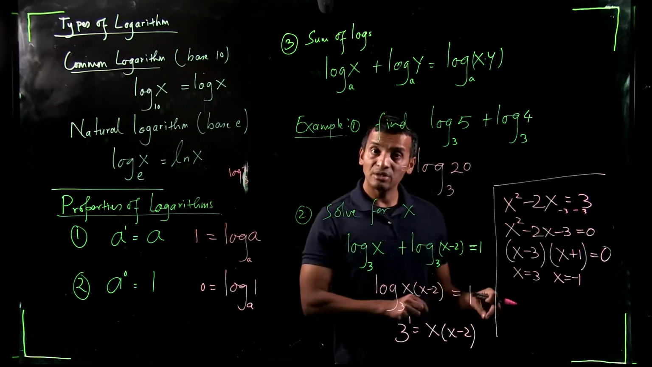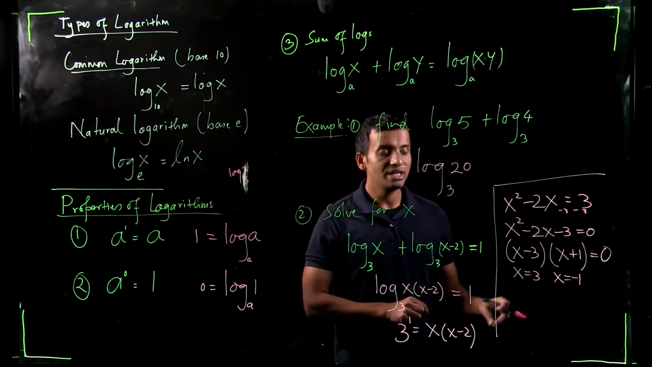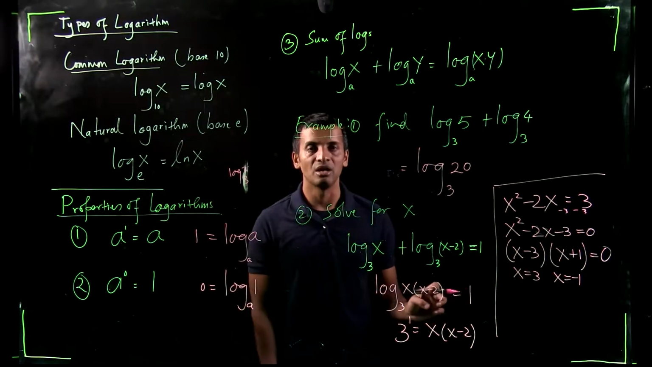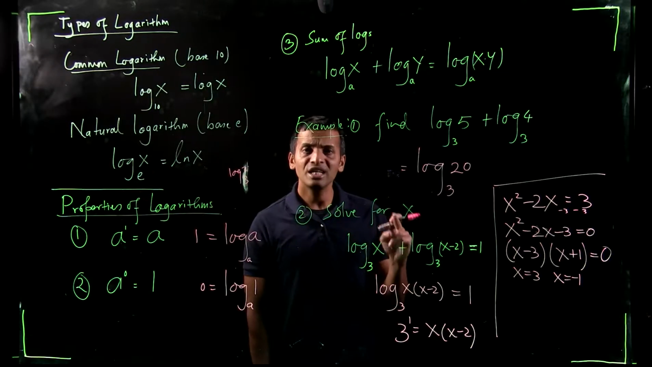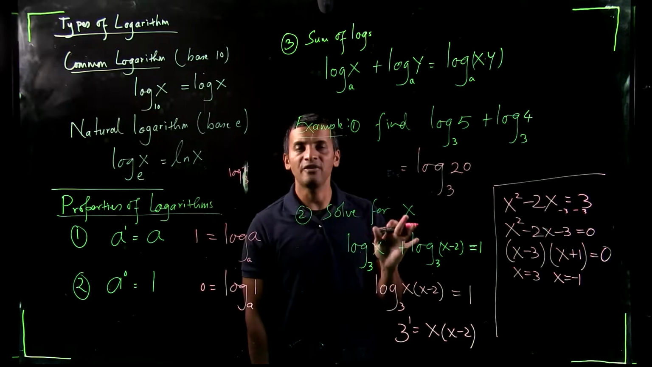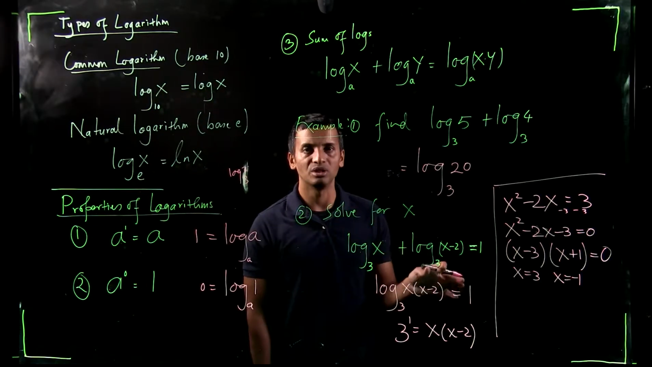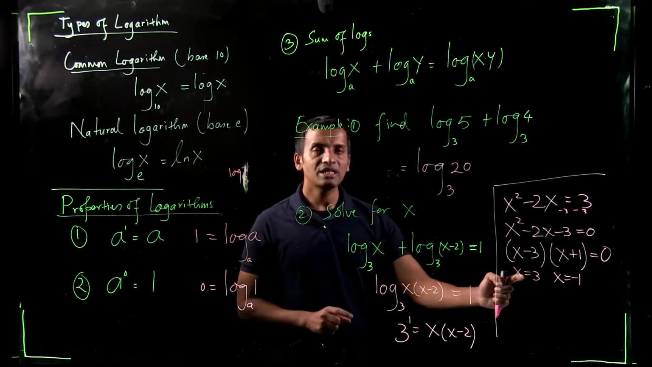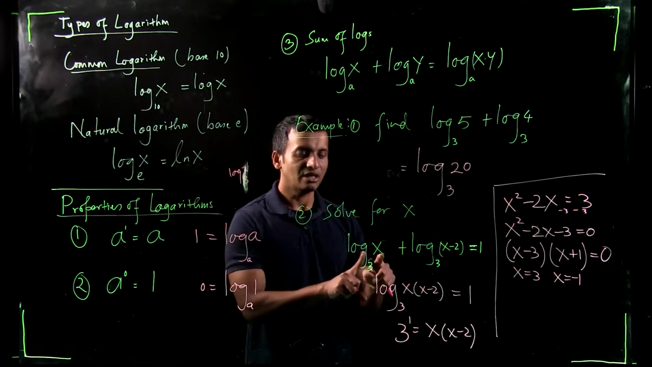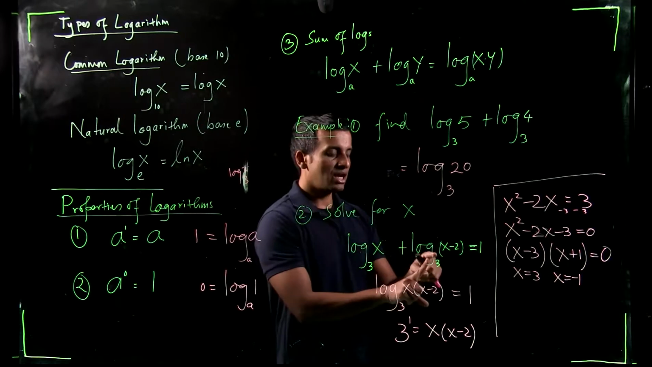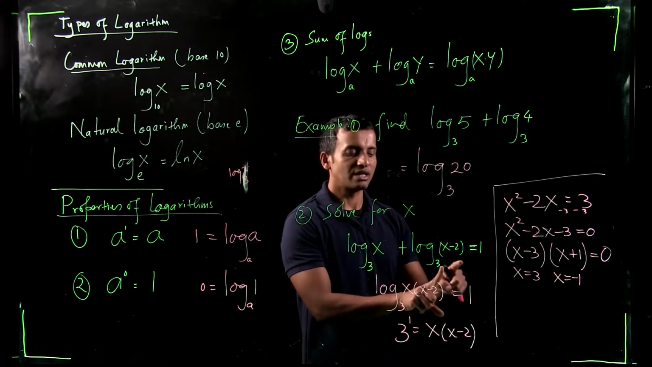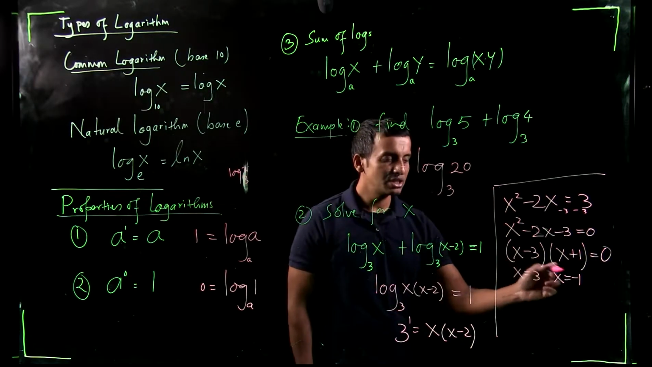But after you get the values of x, what you must do is check each of the values in the given equation, whether that makes sense or not. Keep this in mind, log is defined only for positive numbers, okay? Log is not defined for negative numbers or zero. So let's plug in x equals 3. Log of 3 with base 3, that's fine. Log of a positive number is okay. And also log of 3 minus 2 is 1, so that's positive, that's fine. So 3 is good.